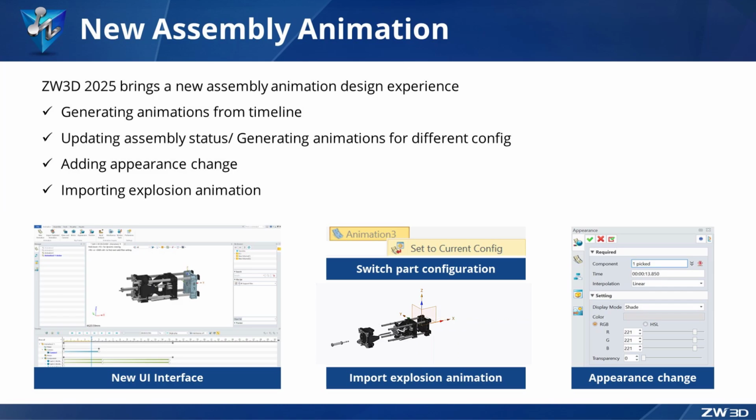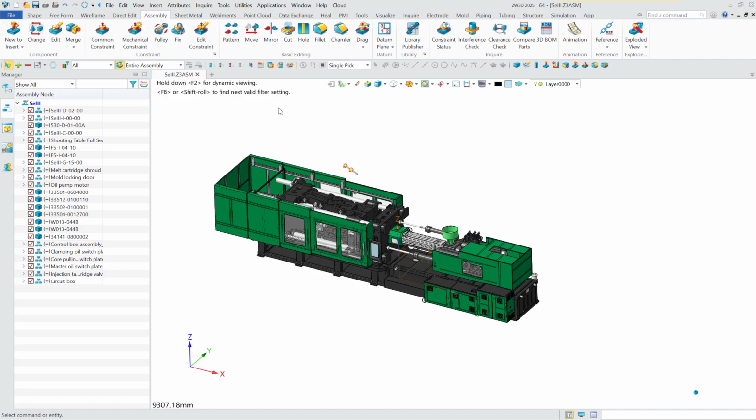The new assembly animation module supports timeline animation and the ability to add keyframes. It is also possible to quickly update the state of the assembly and quickly generate animations for different configurations. Explode animations can also be quickly imported into assembly animations to generate complete assembly animations.